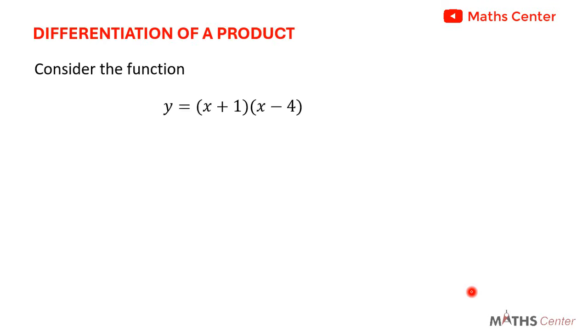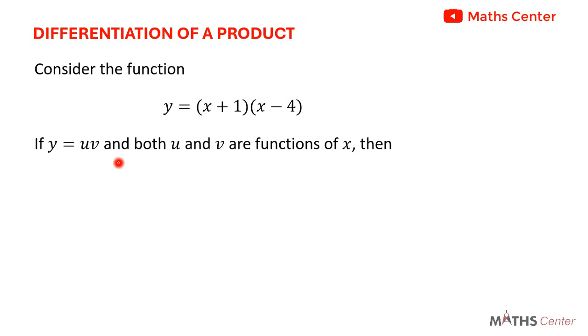Differentiation of a product. Let's consider the function y is equal to x plus 1 times x minus 4. We differentiated this function as part of the questions that we solved. You see, this is a product. We have two terms multiplying. The first one is x plus 1 and the second one is x minus 4. One way of differentiating this is by expanding the bracket and then differentiating each term. That's correct. But since this is a product, that is two terms multiplying, you can also differentiate it as a product. We are going to learn how to do that.